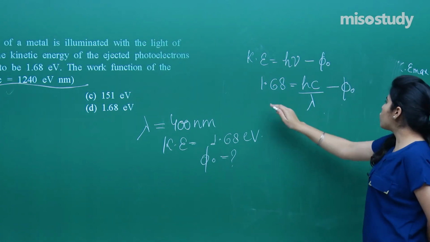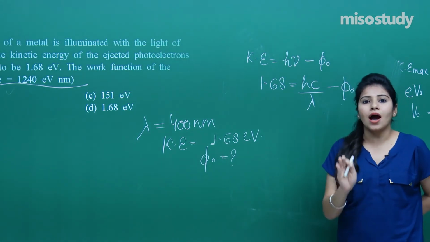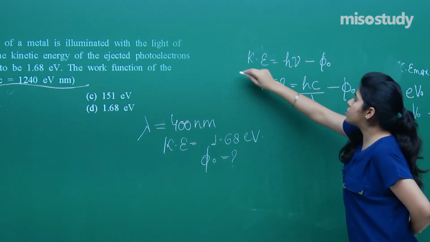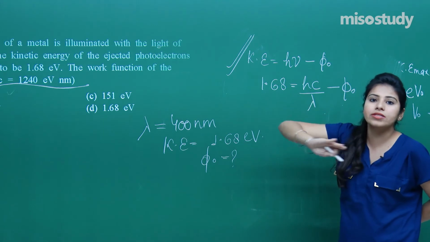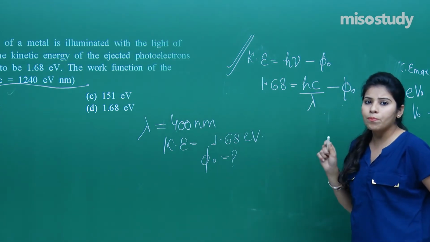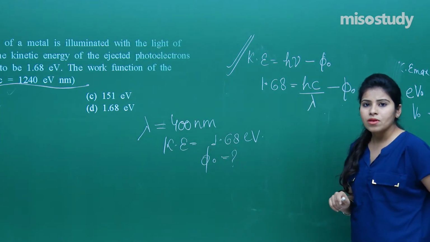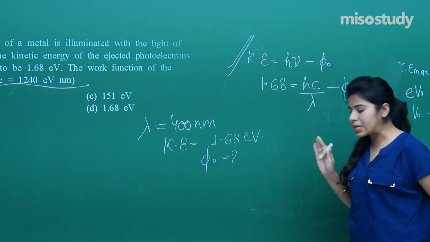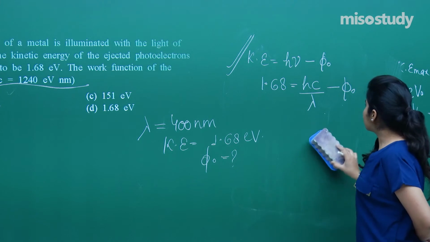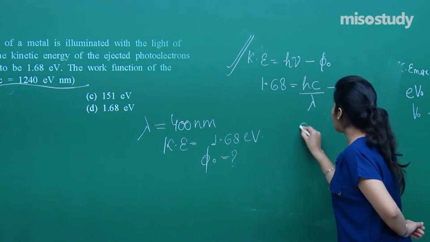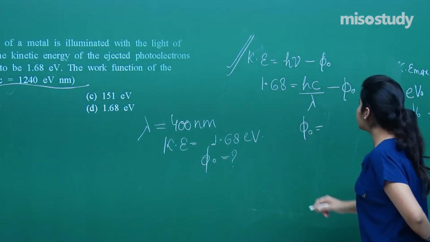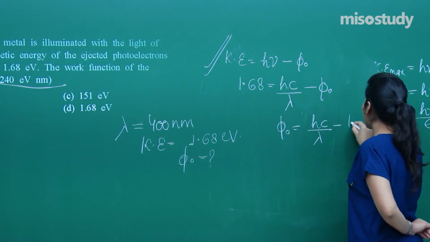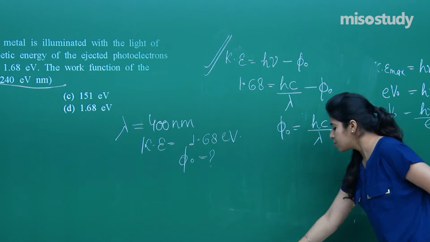Now if I have to find the work function, you can see how simple this question is. You just have to know about this equation and nothing else. How important this equation is, and you can score very good marks if you are clear with this. So now let me bring this phi naught here because we have to find its value. It would be hc by lambda minus 1.68.